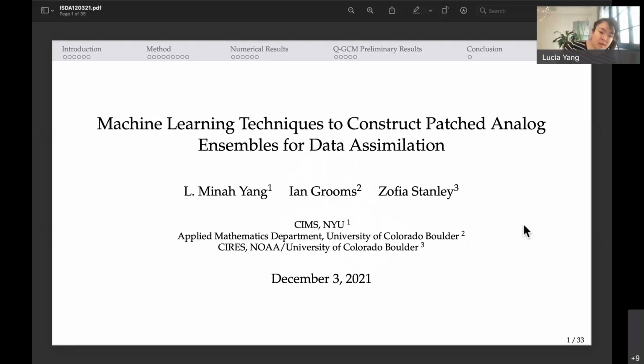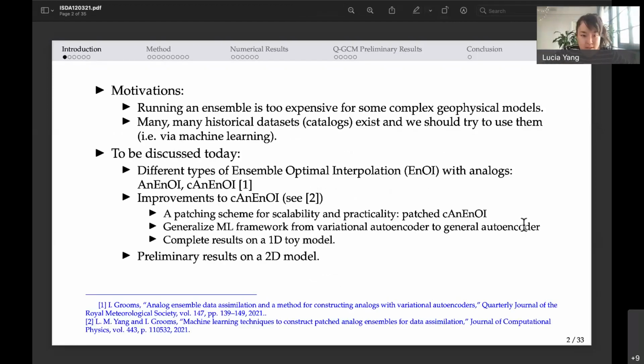So my name is Minah Young, and I am a postdoc at the Carr Institute in New York, and I'll be presenting the work that I did during my PhD at CU Boulder with my PhD advisor Ian Grooms and also Sophia Stanley. So we'll be talking about using generative models for machine learning for analog ensemble methods for data assimilation. Okay. So we're motivated by the fact that running an ensemble is expensive for very complex problems.